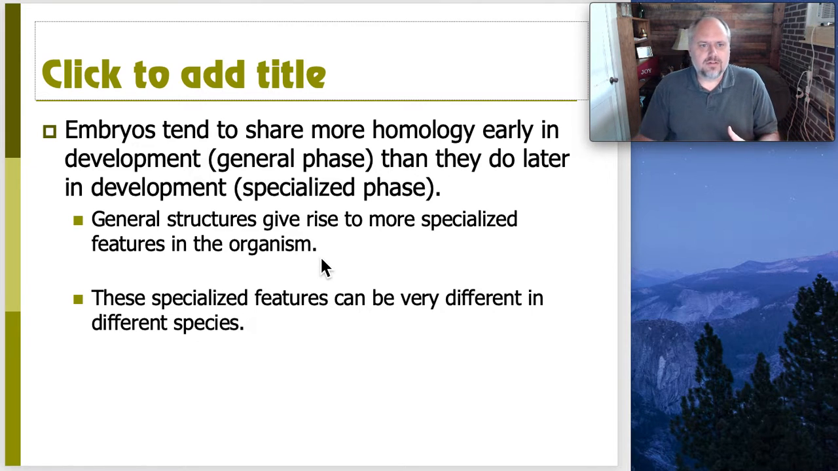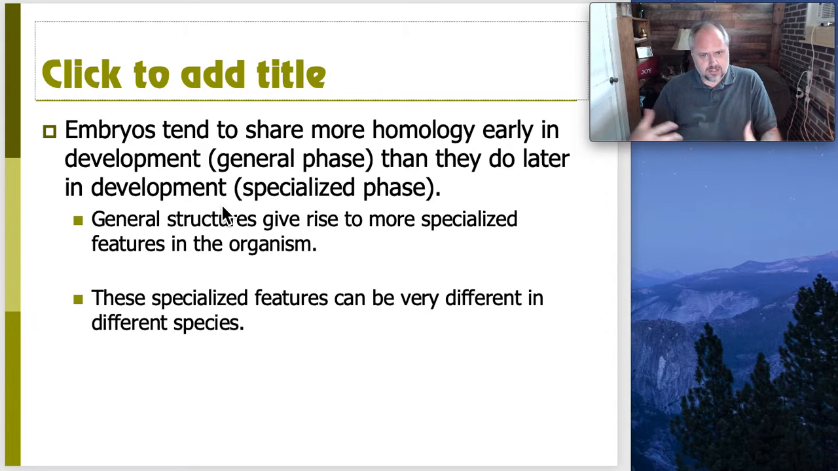Related to some concepts we've already talked about, let's fold some ideas for evolution in here as well. If you think about what we saw with those mice and bat limbs in that last lecture, embryos themselves across the board tend to share more homology early on, not just in their structure, but also in the processes that they are carrying out, than they would later in development.